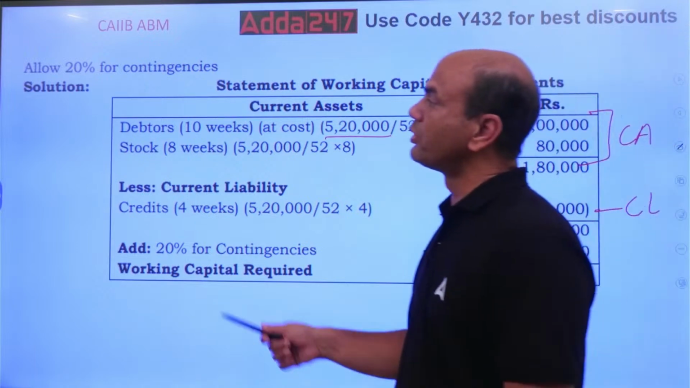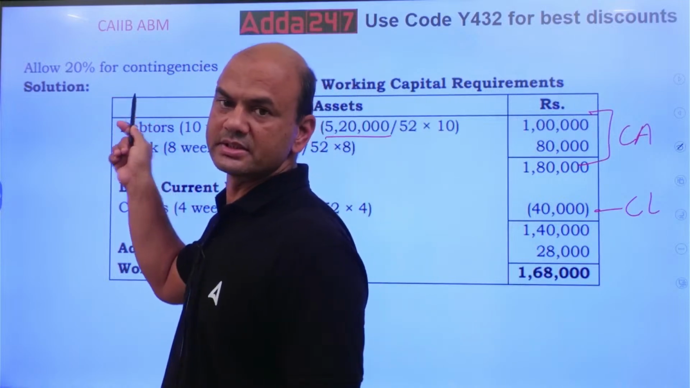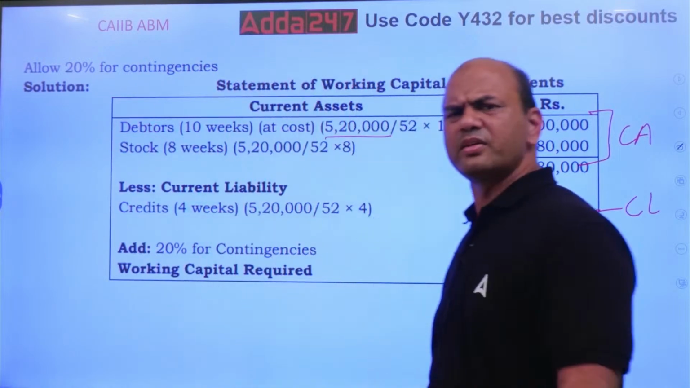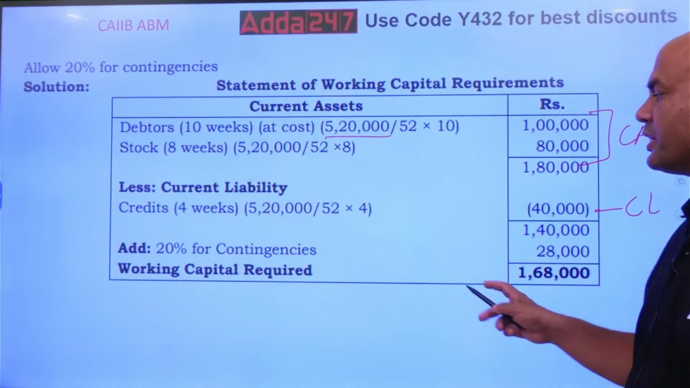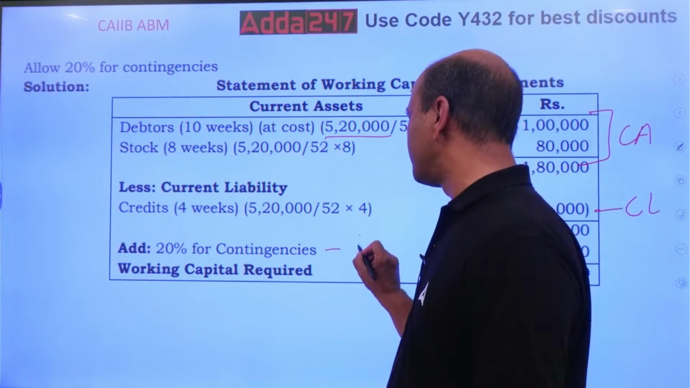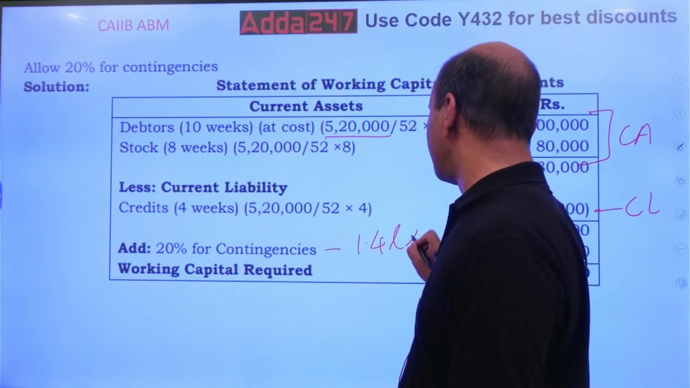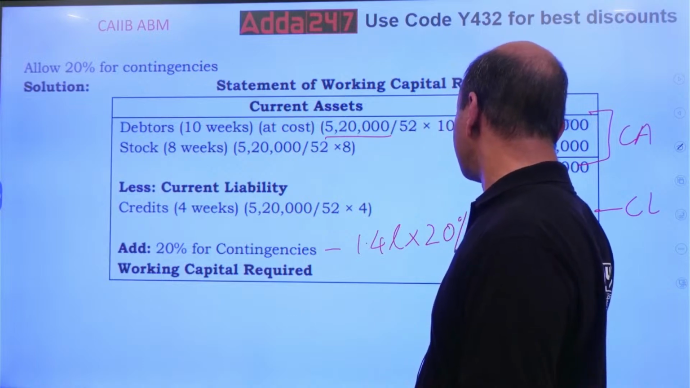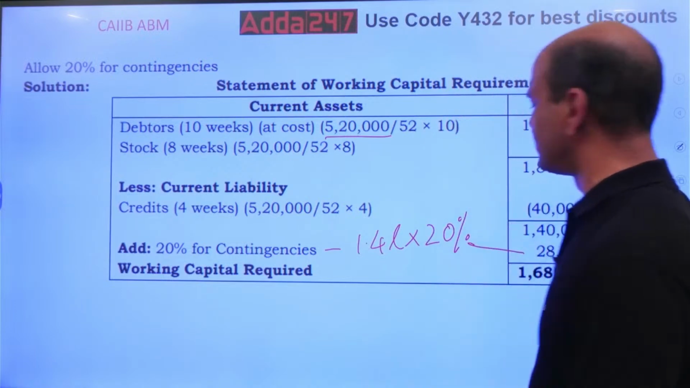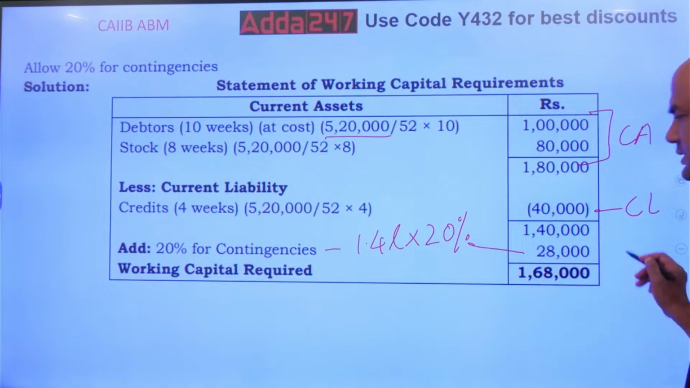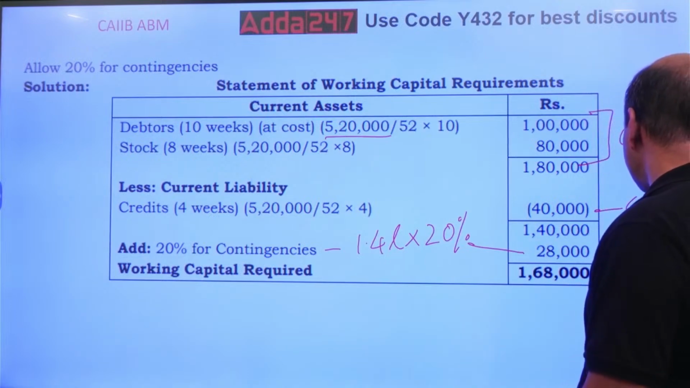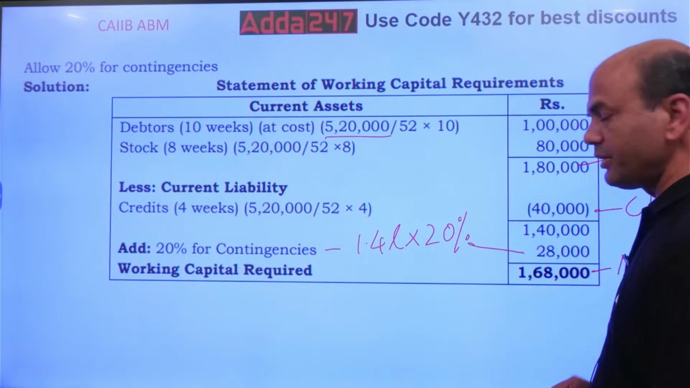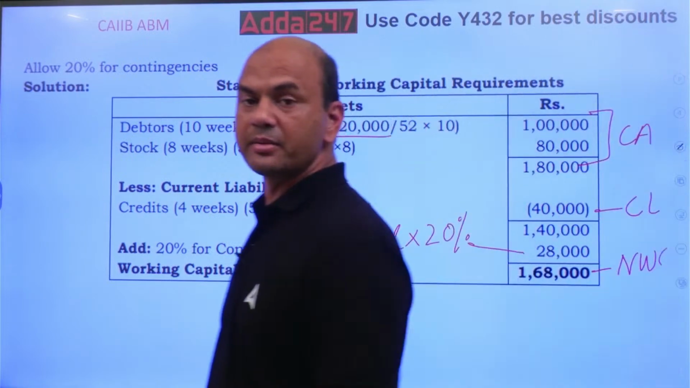But something more is given. Allow 20% for contingency. It's given over here. So I'll allow that. Add 20%. 1,40,000 into 20%. See how this 20% comes? 1.40 lakhs into 20%, if you do this calculation, you will get 28,000. So add this. This is your 1,68,000. This is your working capital gap, WC gap. You can call it NWC, net working capital gap.